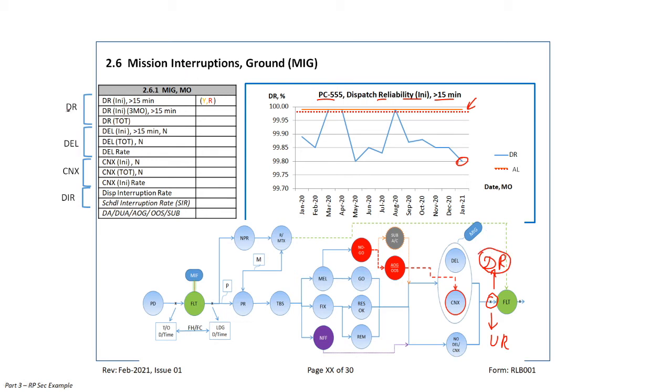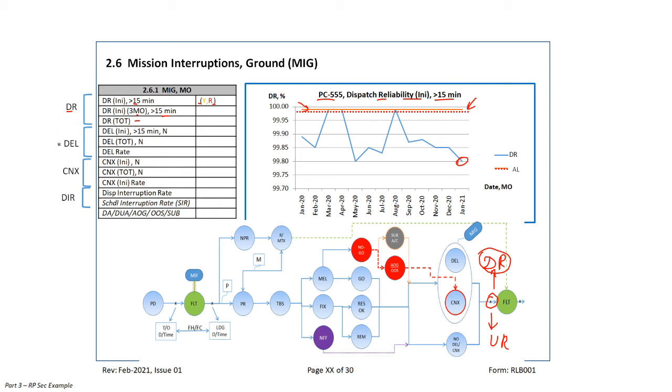Dispatch reliability group. What items do we have? We have initial dispatch reliability, more than 15 minutes. Yellow or red belongs here to the alert level. We already discussed it. Not going to repeat all this alert level, not going to discuss what yellow means, what red means for our alert levels. Initial dispatch reliability 3 months, more than 15 minutes, and total dispatch reliability.